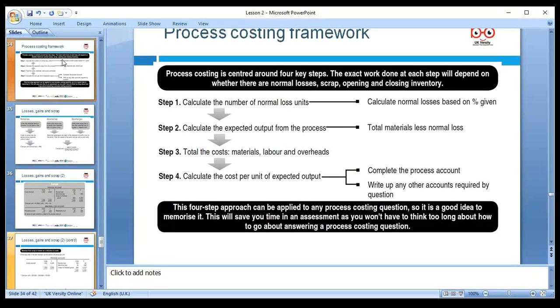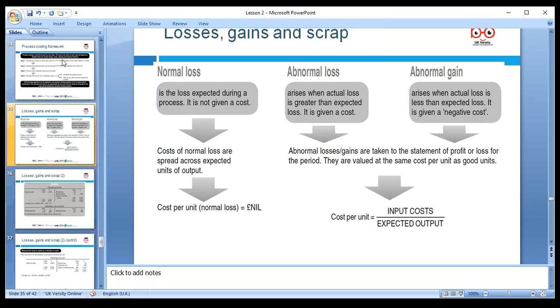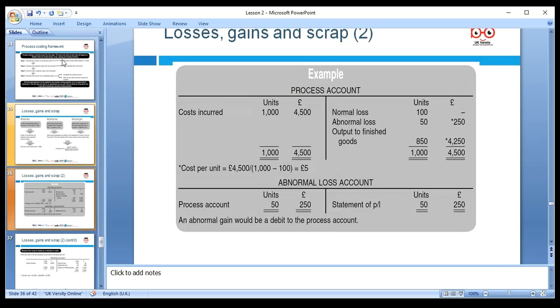Then we have a method called process costing. Process means we're not making one unit in one factory. Maybe there are various processes and various steps involved, and we can calculate. So what we need to do, there can be a normal loss, which we expect. An abnormal loss is more than our expectation, and if we don't have the normal loss, there can be an abnormal gain then. So input cost divided by expected output.